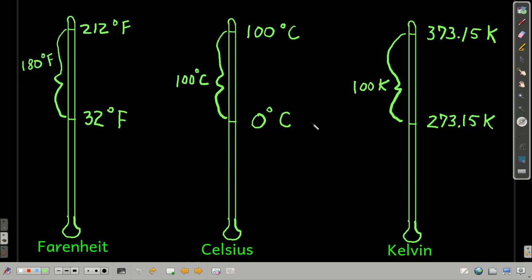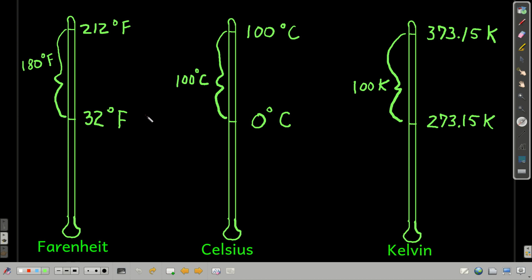Knowing these 2 points on all three scales lets us derive a relationship between the different scales. So notice first that over the same range of temperature, freezing point of water to the boiling point of water, there are 180 degrees Fahrenheit, there are 100 degrees Celsius, and 100 Kelvins. So that means there are more degrees Fahrenheit in the same range than there are Celsius or Kelvin, which means that the size of a degree Fahrenheit is smaller than the size of a degree Celsius or the size of a Kelvin. The size of a degree Celsius and the size of a Kelvin are the same.